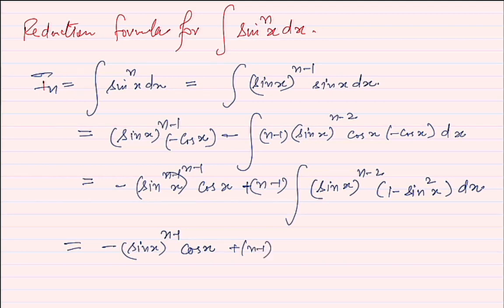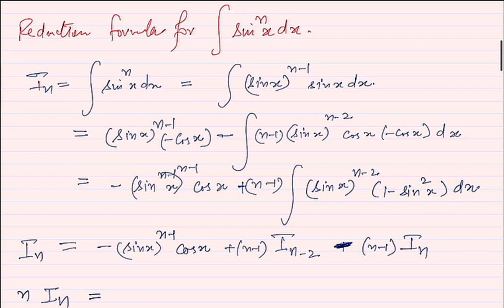So open the bracket, the first one will be sin x raised to power n minus 2, so I will write it as I n minus 2, and second one will be negative of n minus 1 in, okay. So bring that in this side, so 1 plus n minus 1, so it is n times in, okay. It is equal to n minus 1 times in minus 2 minus of sin x raised to power n minus 1 cos x.